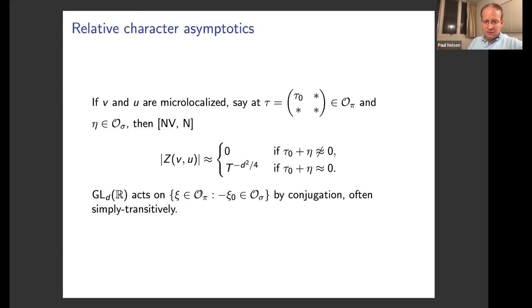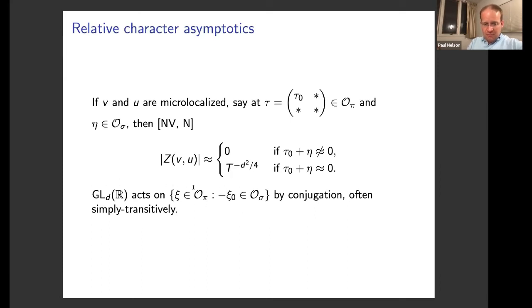So I've written Xi instead of tau. So we look at the set of all Xi in O pi for which negative Xi naught lies in O sigma. So such Xi will have the property that you can find a vector microlocalized at it and some microlocalized vector on the smaller group so that you have a big integral here.